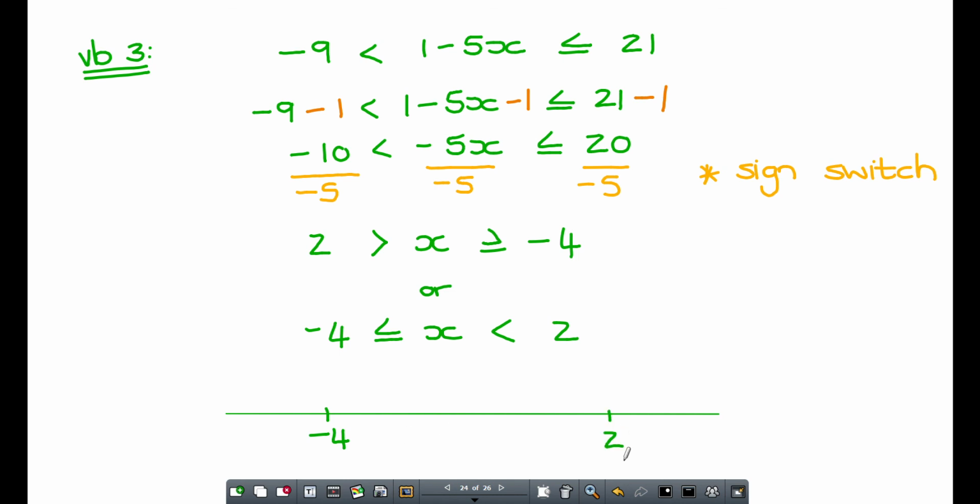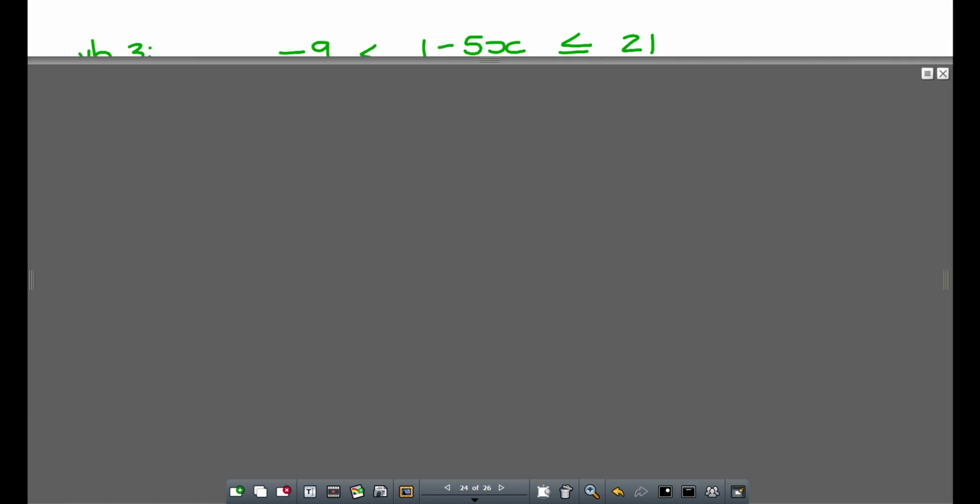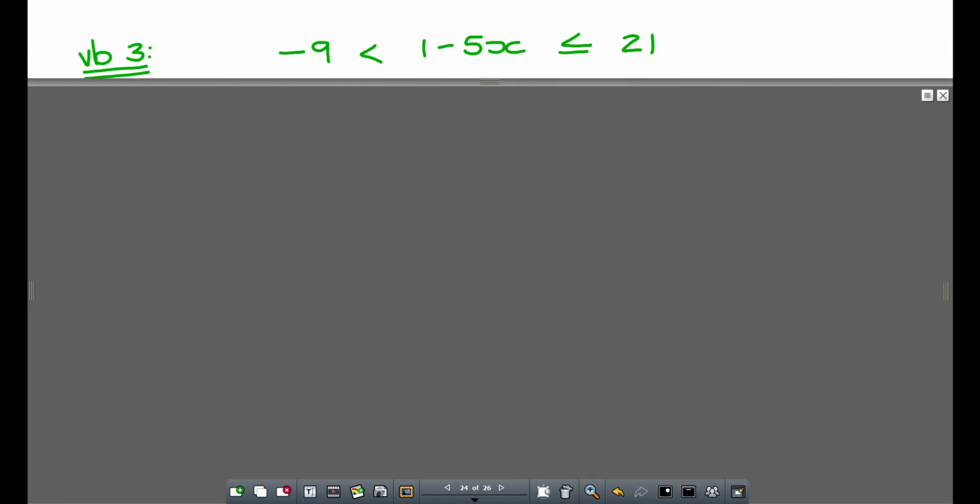Julle klaar? Okay, steek gaan op, wie is nog bezig? Okay, kom ons kyk gou-gou.